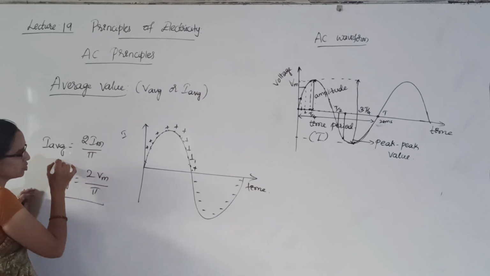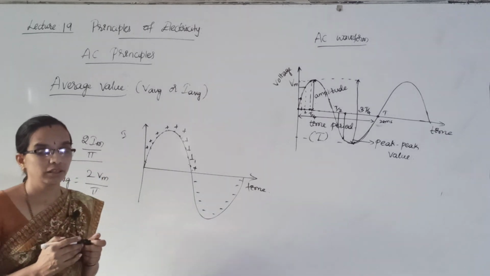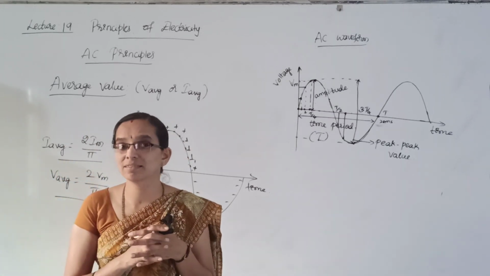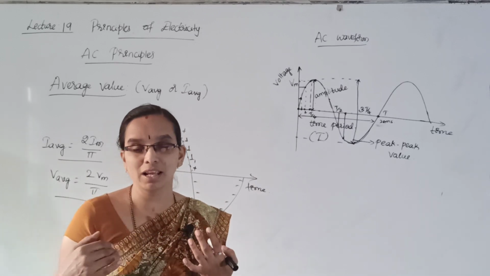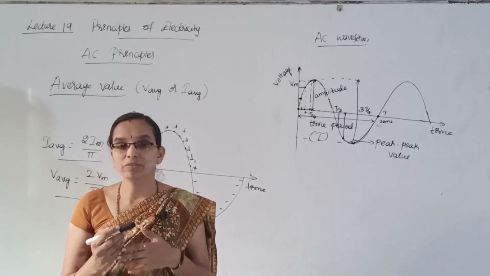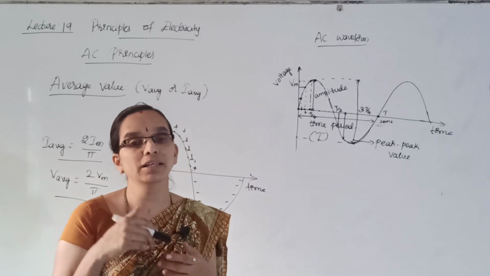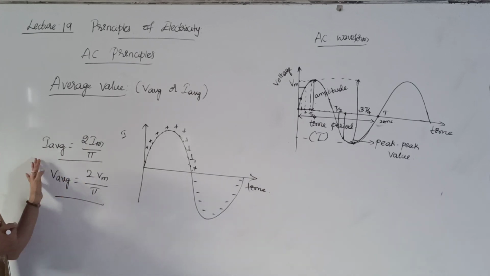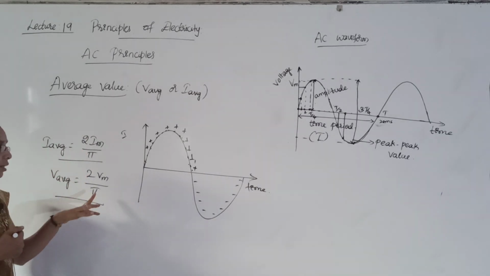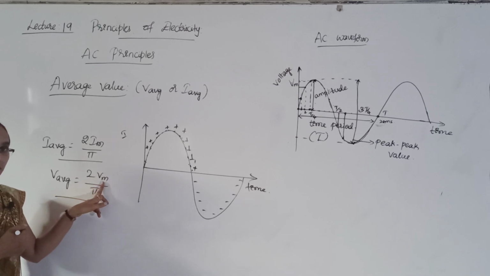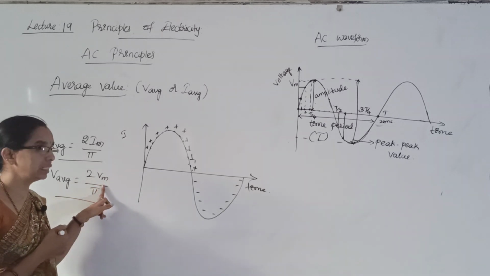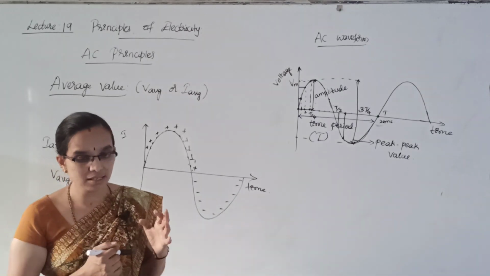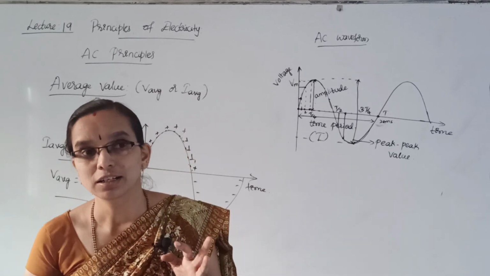These are the expressions you should remember, that's all, because there we will apply integration, integrate all those values and come to the derivation conclusion. So you will study that only after learning integration. The expression you should remember here is 2Im by pi or 2Vm by pi. If you know the peak value of the AC signal, which is AC voltage or current, you will easily calculate the V average or I average.